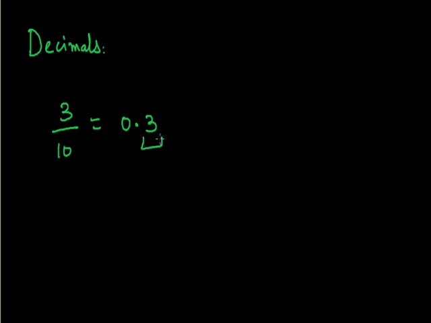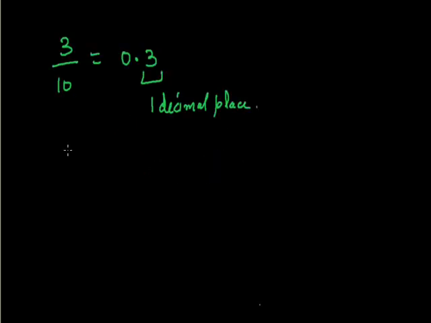Here 3, the number which is written after the decimal, gives the number of decimal places. Here we have only one number after the decimal, therefore we have only one decimal place. If the number were 3.248, here you can see that we have three numbers written after the decimal. So we have three decimal places.